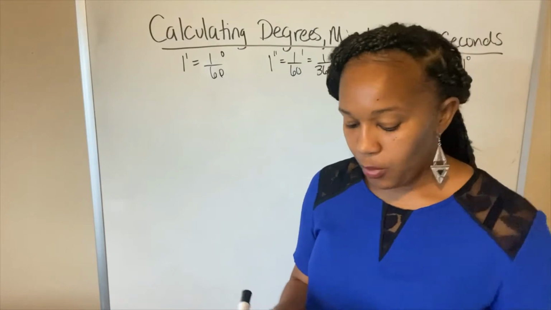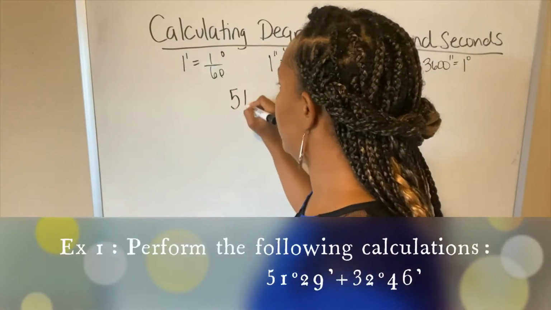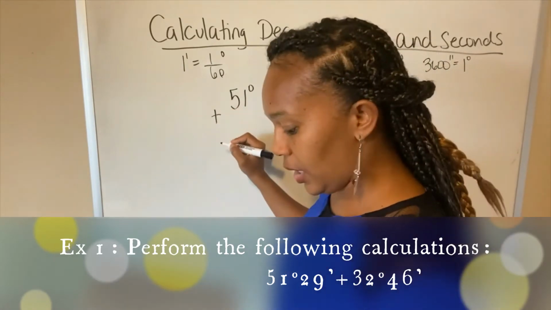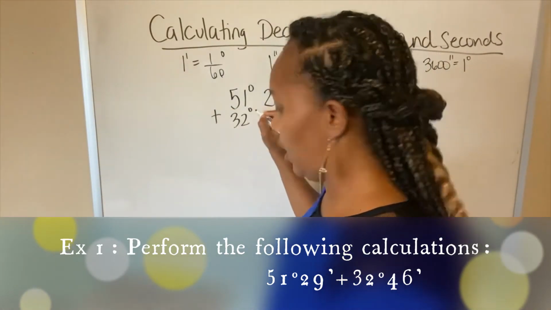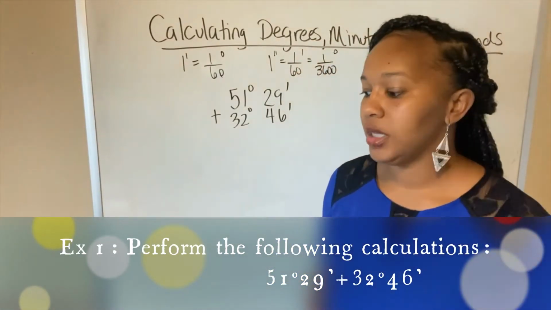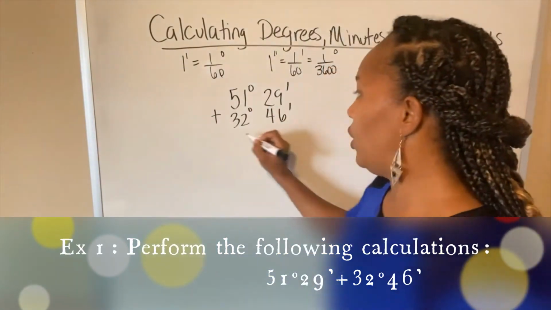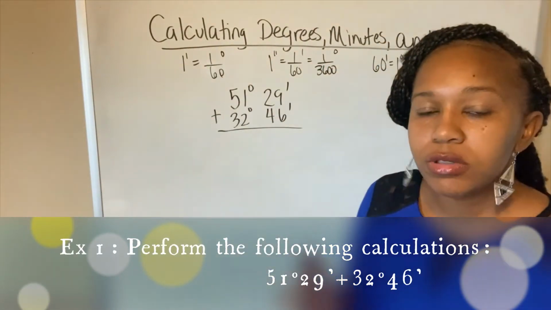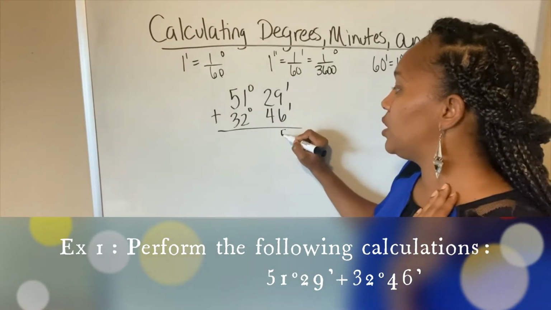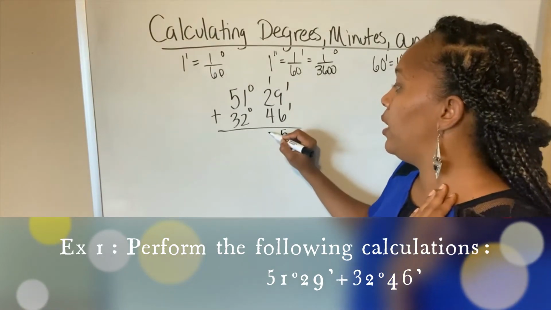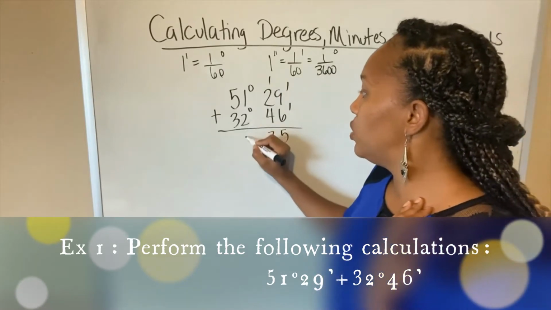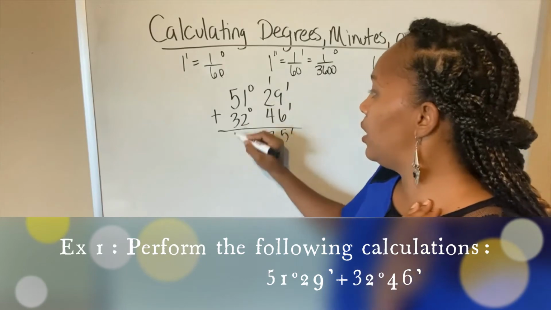So now for our example, we want to perform this calculation, 51 degrees and 29 minutes, and we want to add that to 32 degrees and 46 minutes. So now I'm lining them up. I'm lining my degrees and my minutes up so that we can add them together, and you would add them like normal. Like if this was just one long number, you would add it starting over here. 9 plus 6 is 15. Carry the 1. That is 7. 2 plus 4 plus 1 is 7. 1 plus 2 is 3. Now that's minutes. And 5 plus 3 is 8.